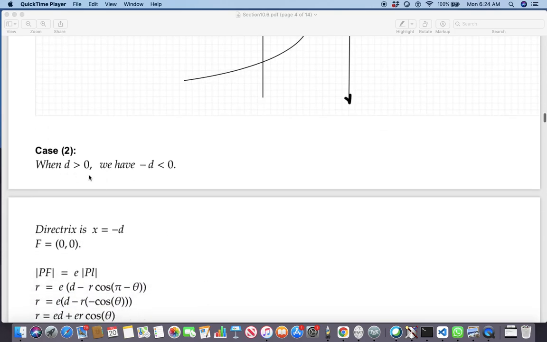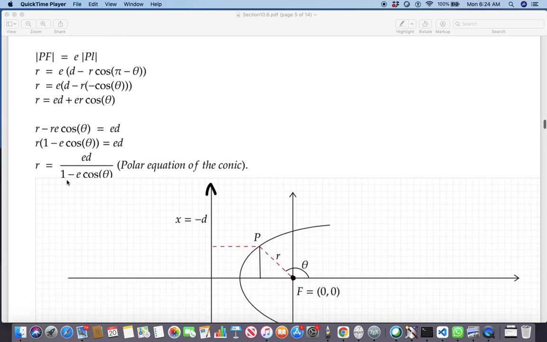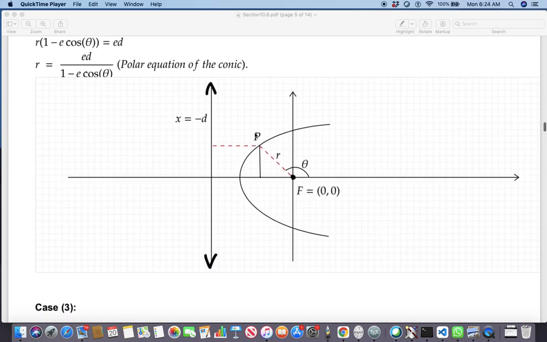When d is greater than 0, we have negative d less than 0. So directrix is x equals negative d. In this situation, you have the following polar equation. x equals negative d is on the left. You have a parabola.